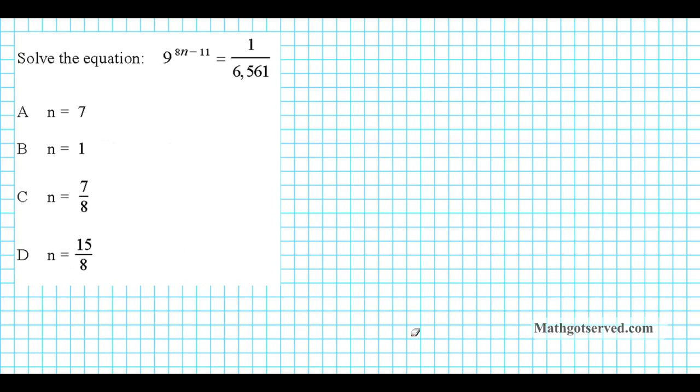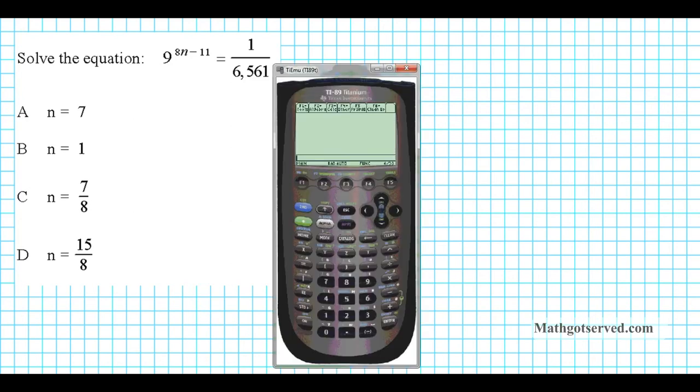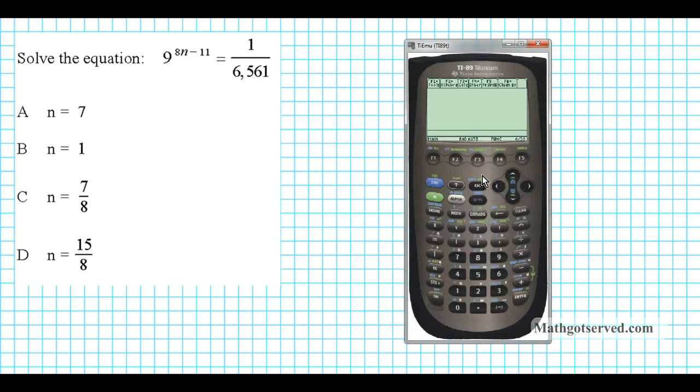Alright, let's take a look at the last example. For this one, we are to solve this equation: 9 to the 8n minus 11 equals 1 over 6,561. To do this, the question is, can we express this fraction on the right as a power of 9? What we can do is go through the powers of 9 using our calculator, or you can do it by hand.